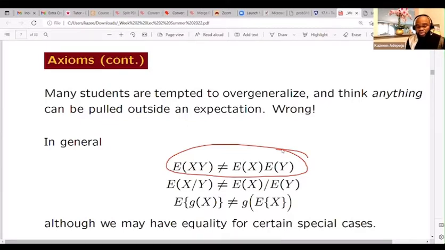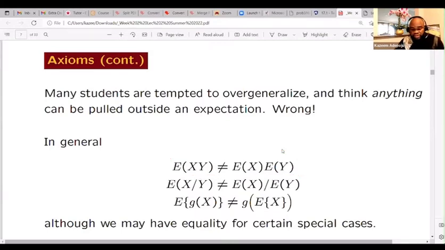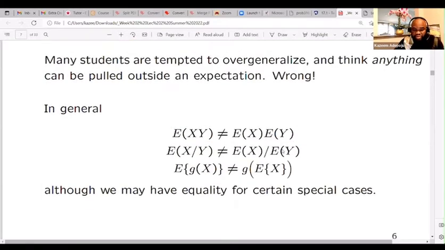But we could have a situation where they are independent and they are not. If they are not independent, what I'm showing you now does not hold.